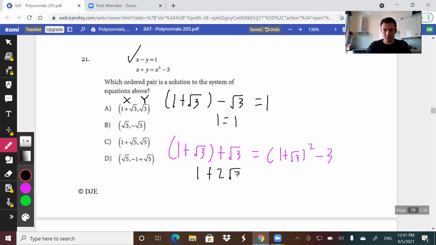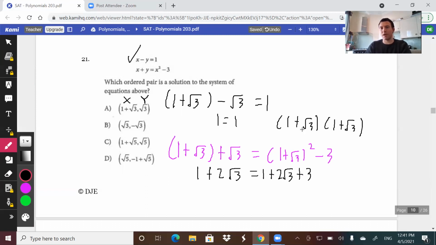What we get on the right side is 1 plus 2 root 3 plus 3 when we do 1 plus root 3 times 1 plus root 3. If you FOIL it, if you do all the multiplication there, that's what this will get you. And then minus 3. Well, guess what we end up getting? The minus 3's cancel out. So we end up getting 1 plus 2 root 3 is equal to 1 plus 2 root 3. And that's another way we would know that A is correct.